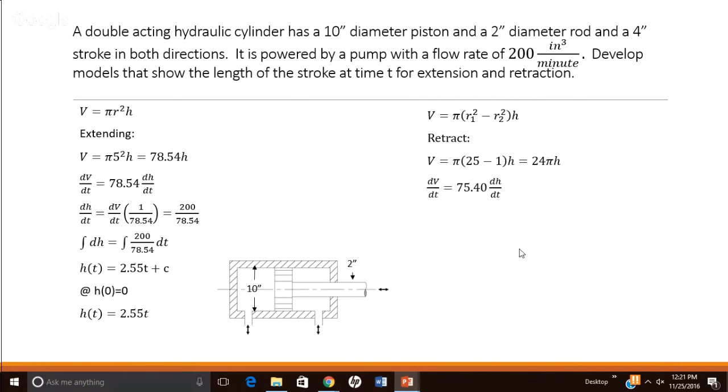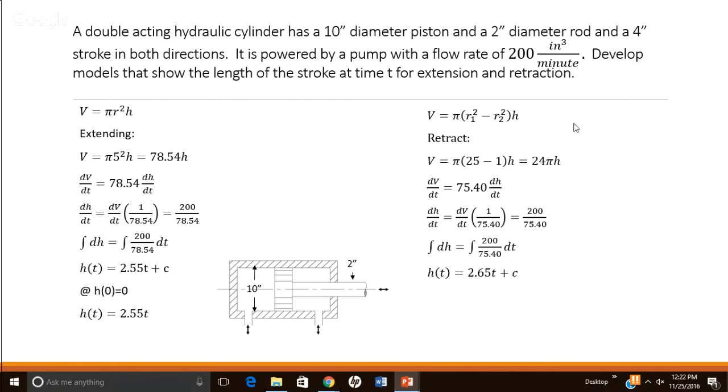Differentiate both sides, and we get the rate of change of the volume with respect to time is equal to 75.40 times the rate of change of the stroke with respect to time. Divide both sides by the constant. We integrate both sides. We end up with a general solution. The stroke at any time t is equal to 2.65 times t plus c.